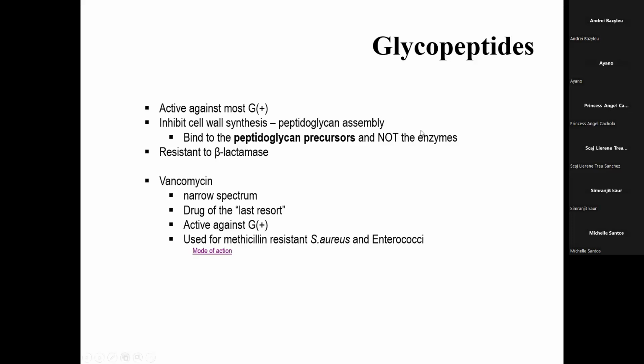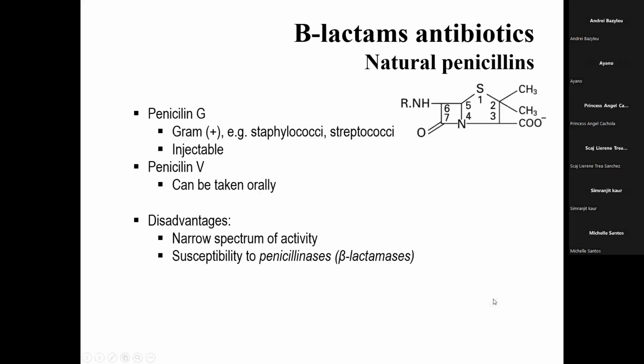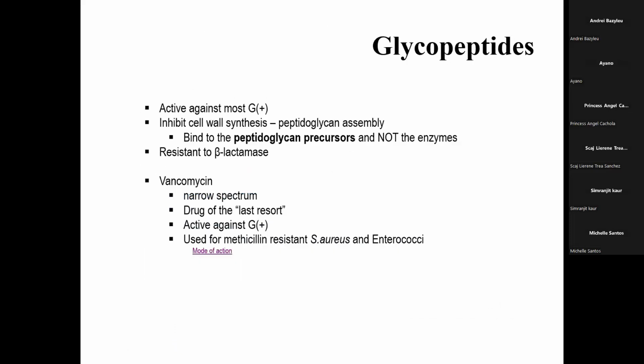The beta-lactams were binding to the enzymes, the ones that we just looked at, the transpeptidases that were cross-linking the cell wall. Glycopeptides, in their turn, bind to the peptidoglycan precursors themselves. They bind to the NAG and NAM subunits, the peptides that are used for cross-linking, and they prevent the formation of the cell wall that way. So the same structure is affected, but using a different mechanism.